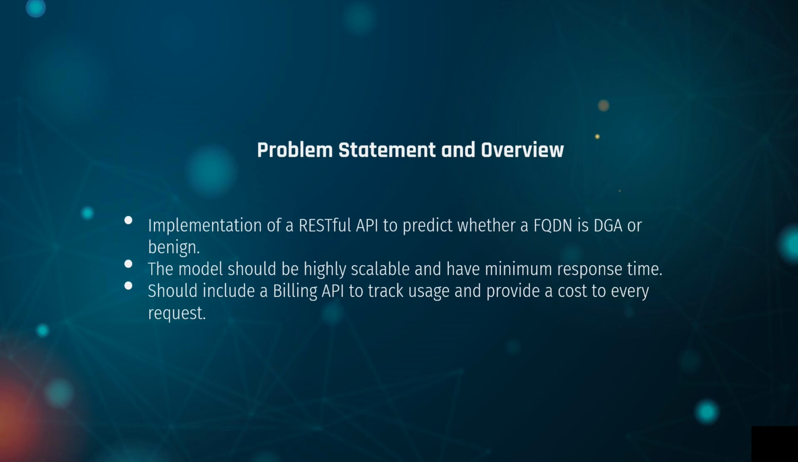Coming to our problem statement and some general requirements, we had to design a model to detect whether a fully qualified domain name or URL is DGA or benign. Before getting into more details, let us clarify what DGA is. It stands for Domain Generating Algorithm. So basically, they are algorithms that are commonly seen in various families of malware that are frequently used to attack computer systems and networks. So this model had to be implemented using REST API. It had to be highly scalable and have minimum response time and should also include a billing component to track and charge every request.